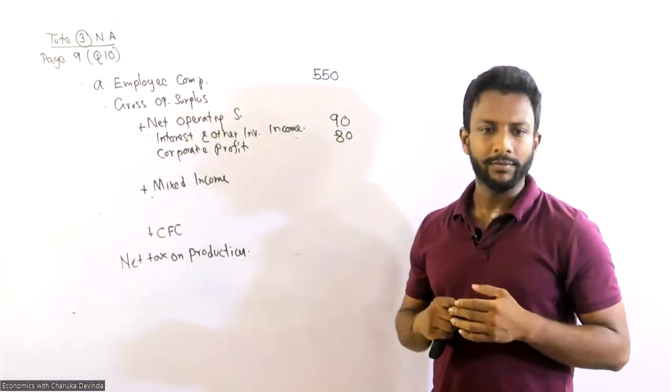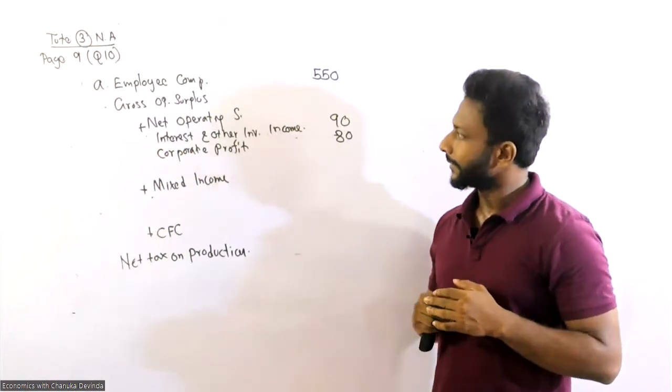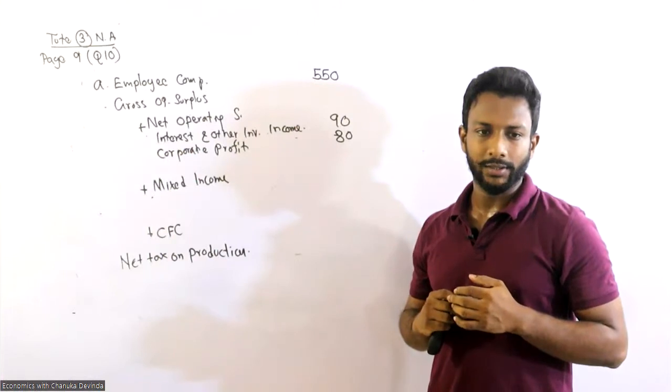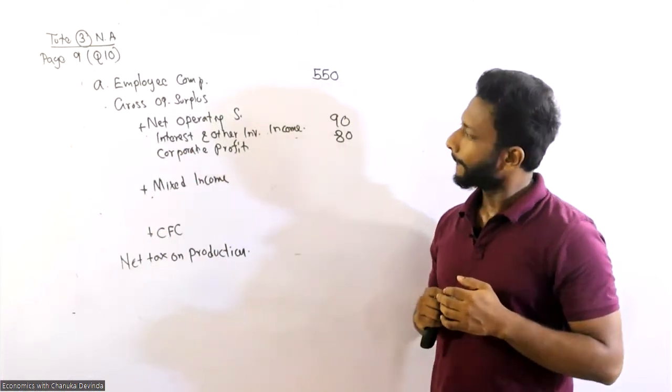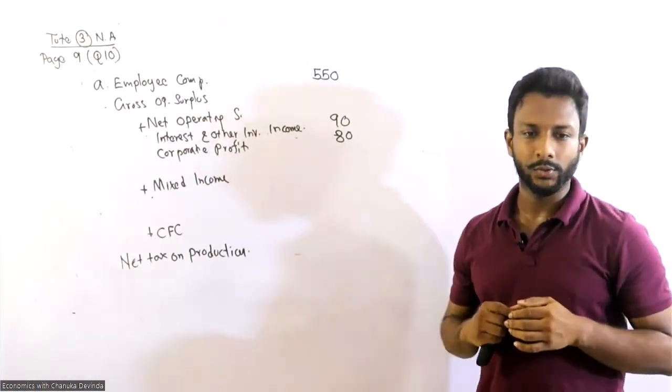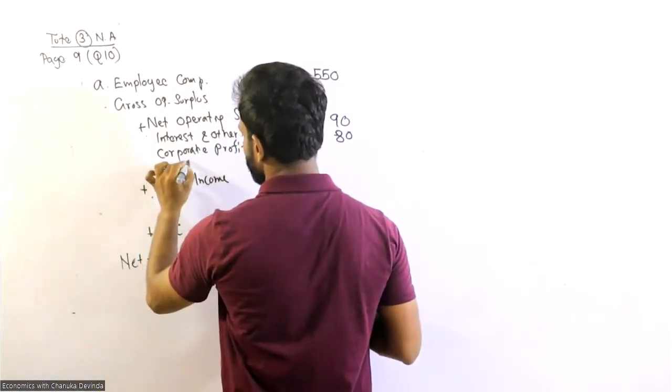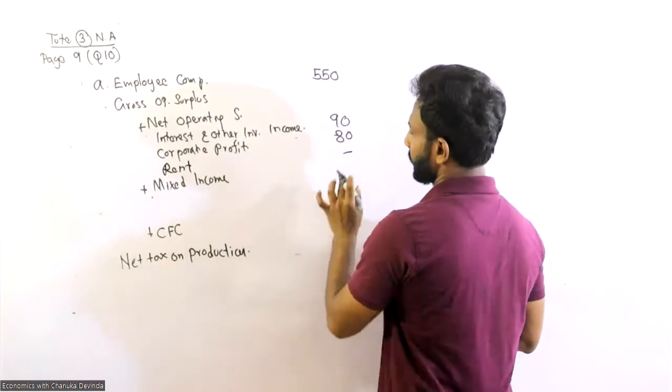Rent income or interest, we took. Rent income is not there. Yes, rent income is not there. So that's it. If rent income was there, it should also be added. Rent was 0.